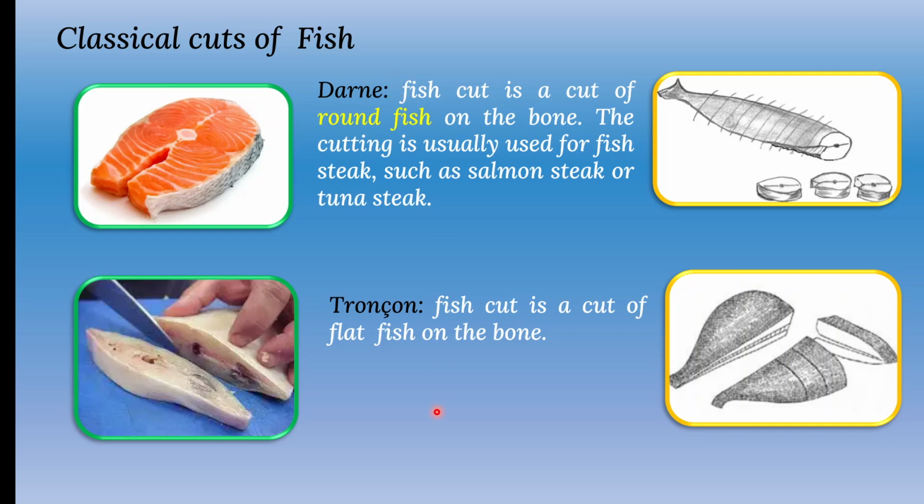So darne and tronçon are two steak cuts. Darne is obtained from the round fish on the bone. Tronçon is obtained from the flat fish on the bone. Very simple. Is also known as a steak cut. Already I have mentioned that.